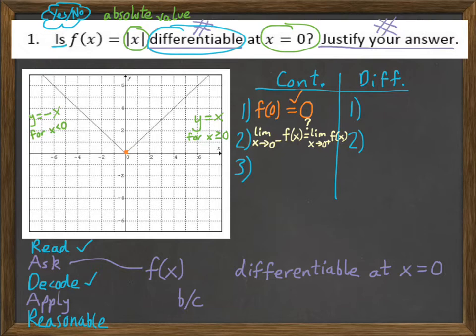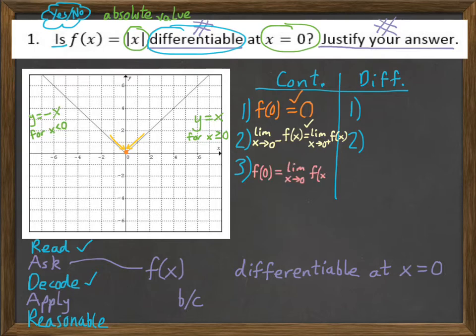So I need to see if the limit as x approaches 0 of f of x is the same on the left and on the right. Pause the video real quick and see if you agree. Well, yes, that limit does exist because on the left side, the function value is approaching 0. On the right side, the function value is approaching 0, so they're approaching the same value. We're good.